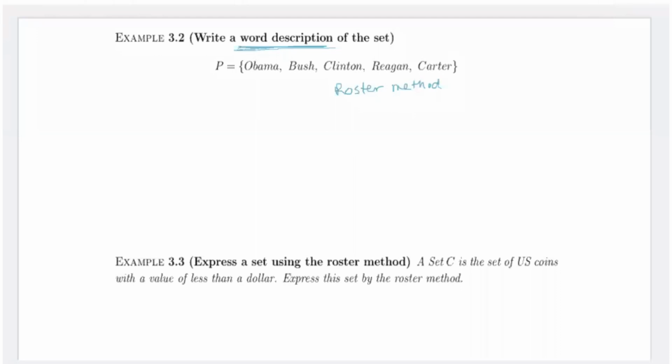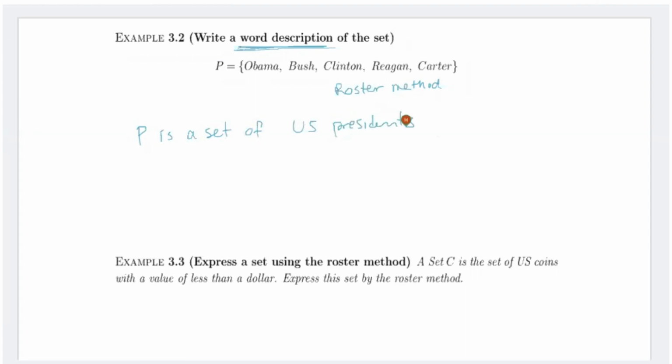Yeah, so what kind of set is this? Who are those? Those are the elements. But is there anything in common among Obama, Bush, Clinton? The ex-presidents. They are presidents. Okay, so we are writing P is a set of US presidents.